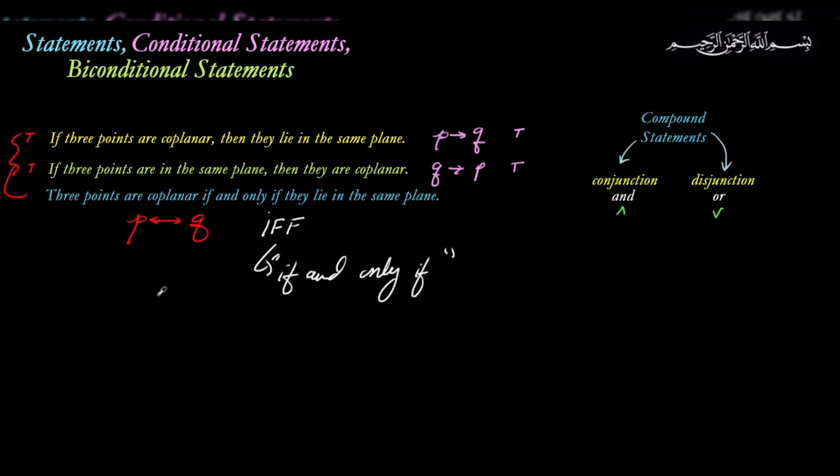So if you ever read something like this, 3 points are coplanar if and only if they lie in the same plane, you can derive from it two statements. First, if the 3 points are coplanar, then they lie in the same plane, and secondly, if 3 points are in the same plane, then they are coplanar. So this is the way you write a biconditional statement, implying that both the original conditional statement and its converse are true. So biconditional statements are a special subcategory of conditional statements where the converse and the original conditional statement are both true.